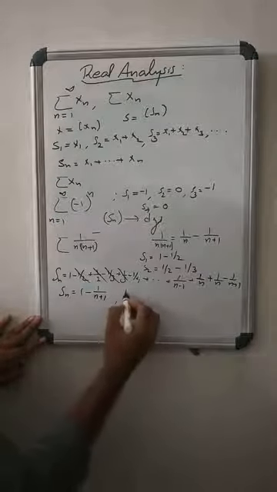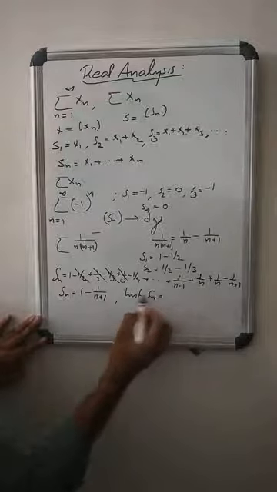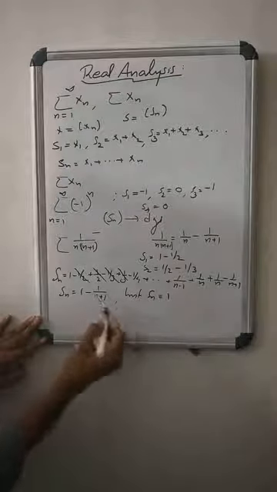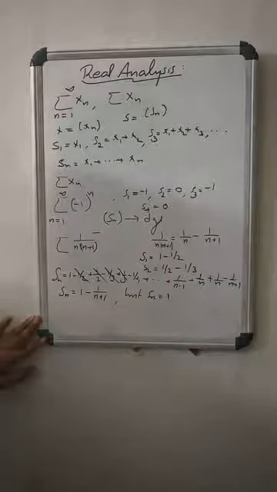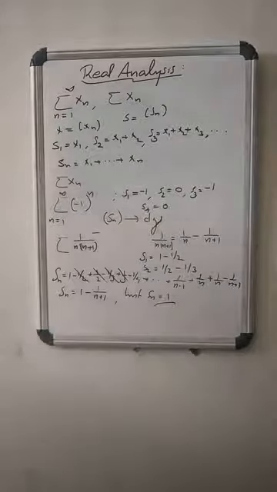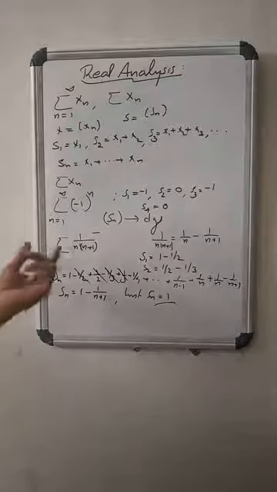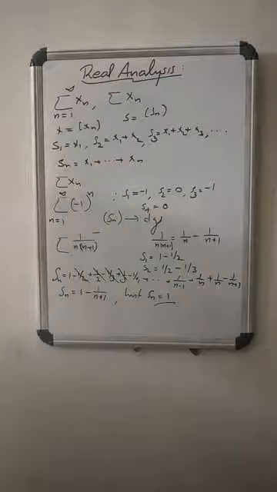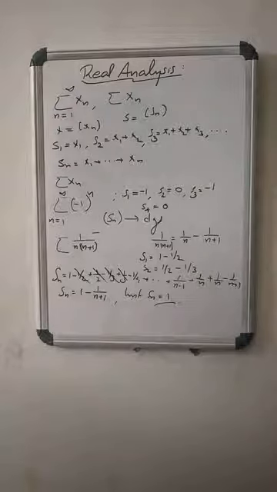So what is limit Sn? Here limit Sn equals limit 1, that is 1, minus limit of 1 by n plus 1. When n tends to infinity, it should be 0. So limit Sn equals 1. Means the partial sum converges to 1. Therefore, the given series sigma 1 by n into n plus 1 also converges. So here we see that when the partial sum of a series converges, then the series converges.